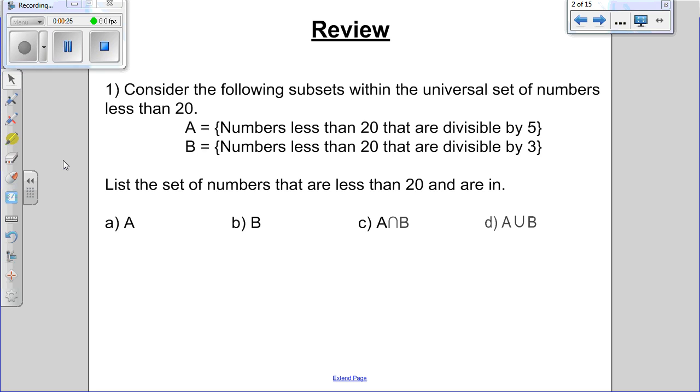It says, consider the following subsets within the universal set of numbers less than 20. So they give you the universal set. So that means there's a third set. There's the universal set, plus there's set A, and plus there's set B. In the universal set, what do we have? All numbers less than 20, including 0. It doesn't say natural. So we're going to assume 0 is included.